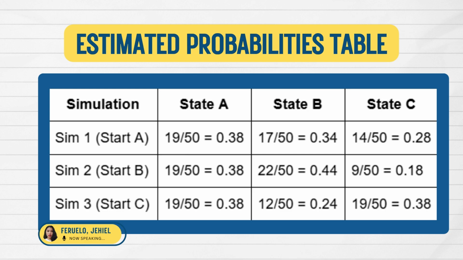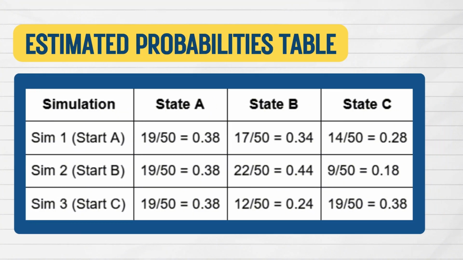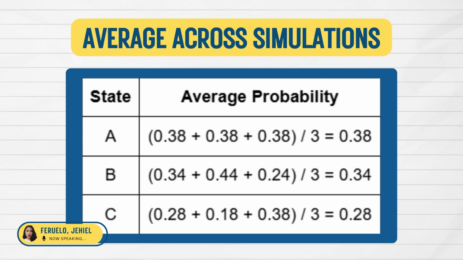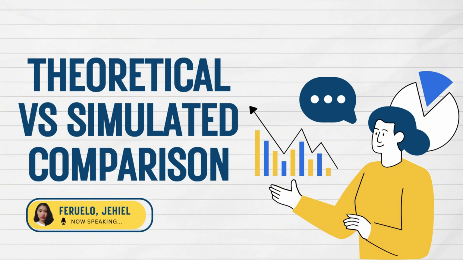In simulation 1, starting from state A, we observe probabilities of 0.38 for state A, 0.34 for state B, and 0.28 for state C. In simulation 2, starting from state B, we saw 0.38 for A, 0.44 for B, and 0.18 for C. And lastly, in simulation 3, starting from state C, the results were 0.38 for A, 0.24 for B, and 0.38 for C. When averaged across all simulations, we found consistent probabilities of approximately 0.38 for state A, 0.34 for state B, and 0.28 for state C.